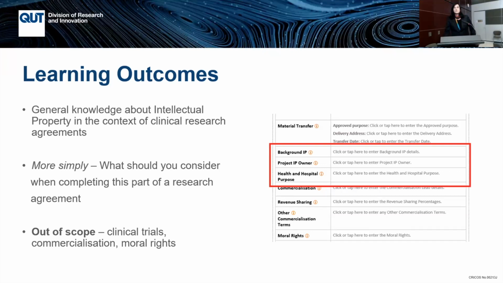So we're going to go over some of the principles that you should consider when you're completing one of these documents. And we're going to take it to quite a high level and look at it from policy and then theory and then go through practical examples. What we're not going to do today is talk necessarily about clinical trials. We're not going to talk about commercialization directly, and we're not going to talk about moral rights. Those are things that are going to come up in later seminars.